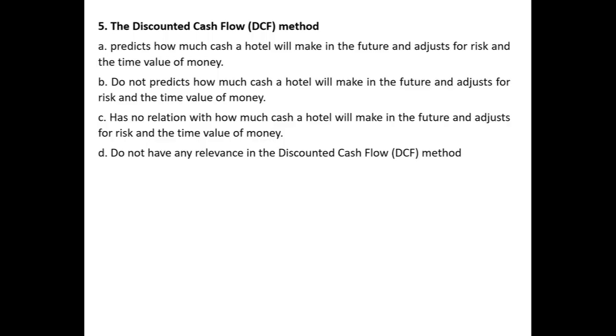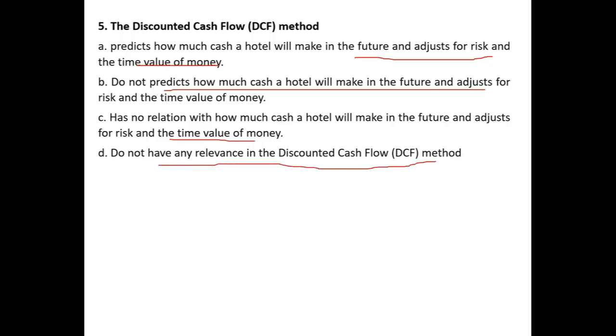Then the discounted cash flow method: it predicts how much cash a hotel will make in the future and adjusts for risk and the time value of money; or it does not predict how much cash a hotel will make in the future and adjust for risk and the time value of money; or it has no relation with how much cash a hotel will make in the future or adjusting for risk and time value of money; or it does not have any relevance in the discounted cash flow method.